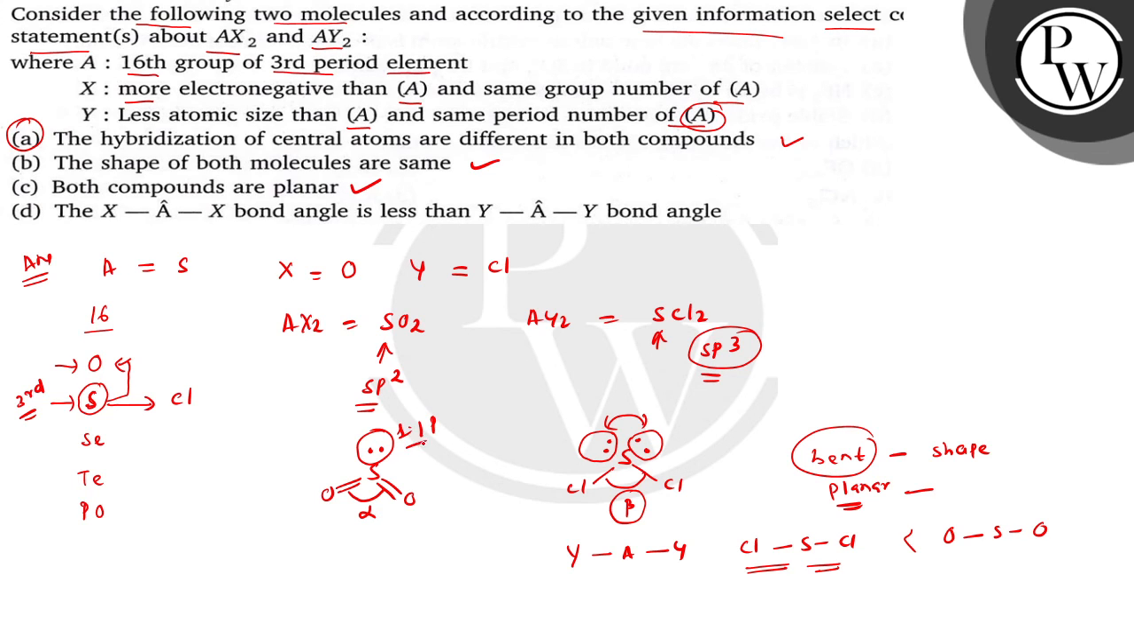Due to the presence of one lone pair, यहाँ पे due to the greater repulsion of lone pair, the lone pair–bond pair repulsion, this bond angle will be less than this bond angle. ठीक है, so beta is less than alpha here. So the statement that the XAX bond angle is less than the YAY bond angle is an incorrect statement. So the correct information given is in A, B and C. The correct options are A, B and C.